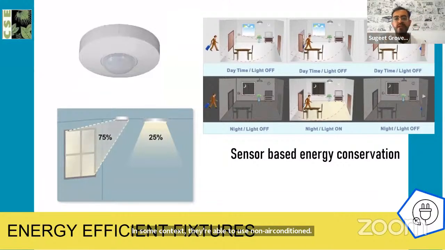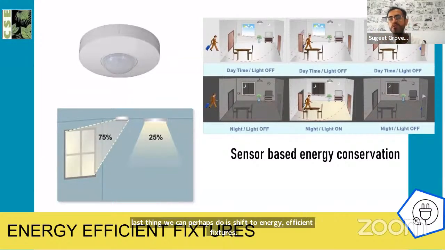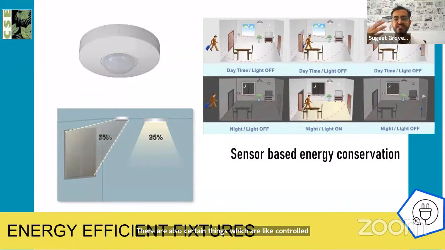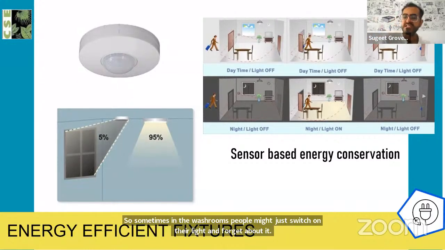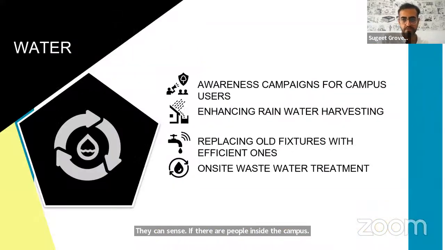The last thing we can perhaps do is shift to energy efficient fixtures. There are also certain controls which actually sense whether there are people inside or not. So sometimes in the washrooms, people might just switch on their light and forget about it. But there are sensor-based lights which can sense if there are people inside or not, and therefore switch on and off accordingly.